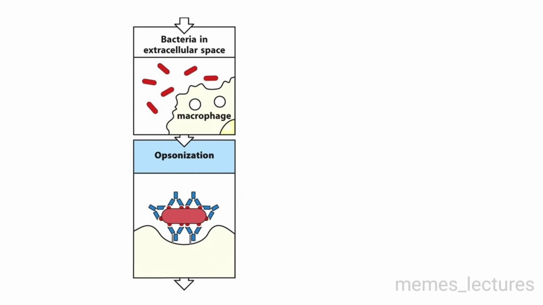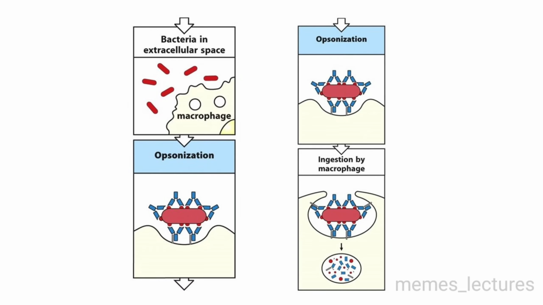Second, antibodies coating an antigen render it recognizable as foreign by phagocytes, macrophages, and neutrophils, which then ingest and destroy it. This is called opsonization. The antibody first binds to antigens, red, on the bacterial cell through the variable regions. Then the antibody's Fc region binds to Fc receptors, yellow, expressed by macrophages and other phagocytes, facilitating phagocytosis.